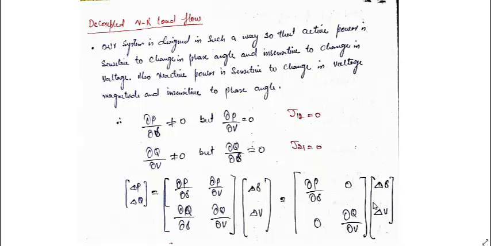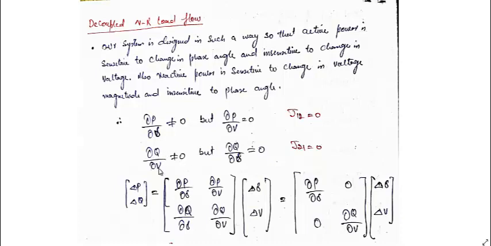So we take advantage of the actual power system, because our system is designed in such a way that active power is sensitive to the change in phase angle and insensitive to the change in voltage. Also, the reactive power is sensitive to the change in voltage and insensitive to phase angle. That means delta P by delta delta will not be equal to 0. It will have some value. Similarly, change in power with respect to voltage will be close to 0. It will not change when voltage is changed.